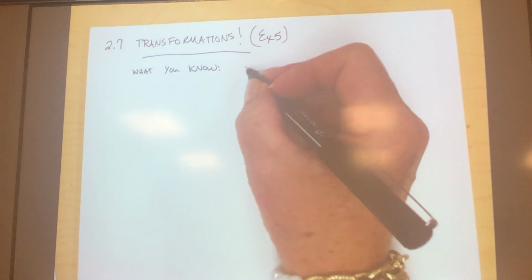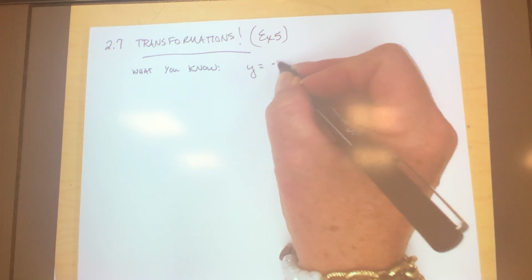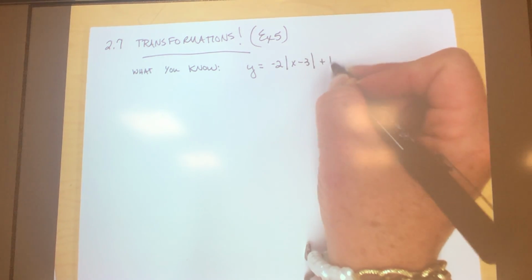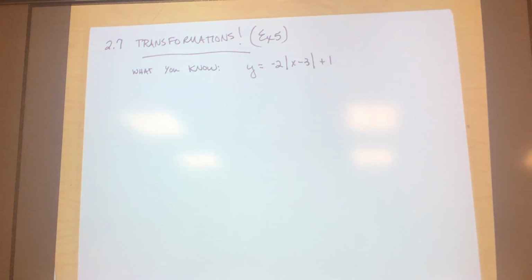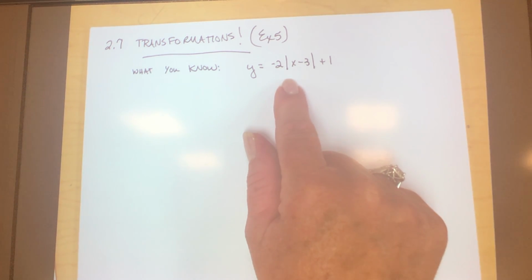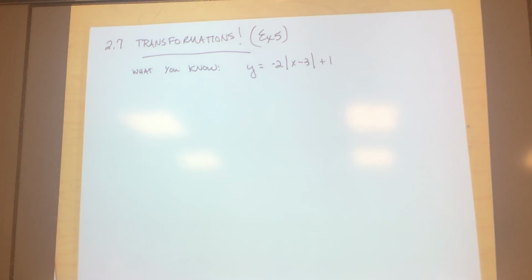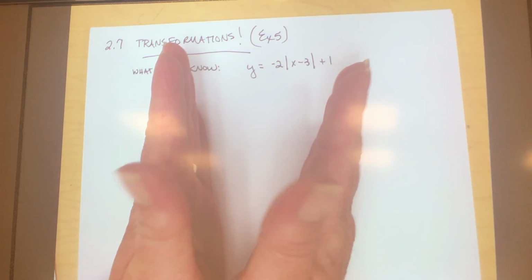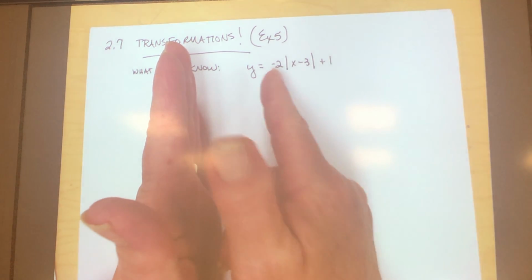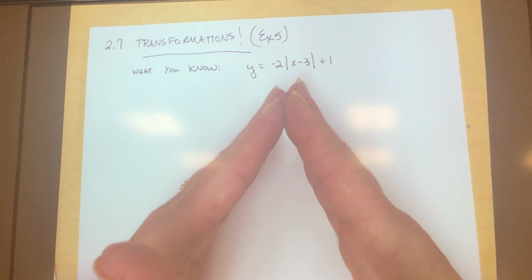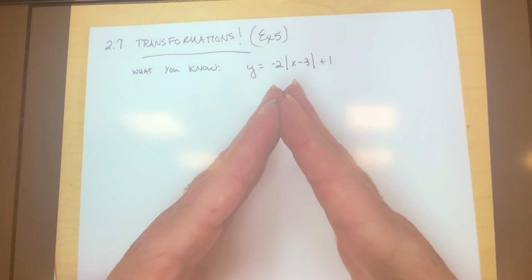So y is equal to negative 2 times the absolute value of x minus 3 plus 1. Okay, so let's pretend we're graphing this. It's an absolute value function. What do all absolute value functions look like? A V. Okay, so you got a V. Here's the V right here. So what does this minus sign do to your V? Makes it open down. Okay, so now it's opening like this. Do you understand? All right.